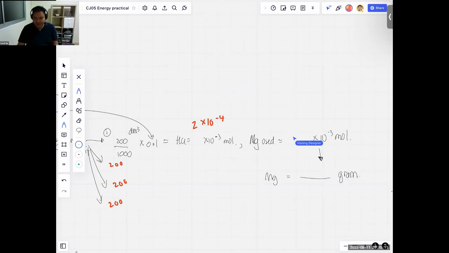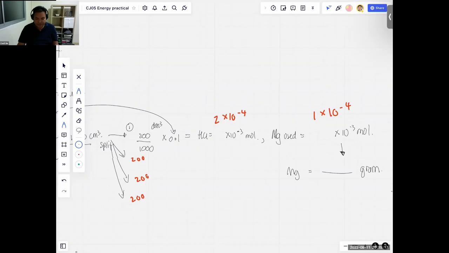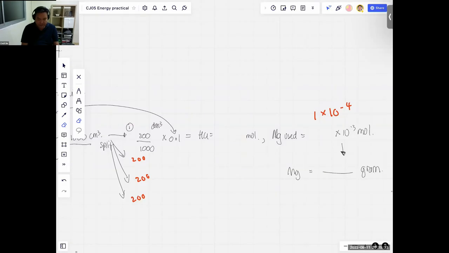2 times 10 power minus 4, yeah. Then 1 times 10 power minus 4. Really? 200 times 0.1 divided by 1000. No, no, no, 0.02 only. 200 divided by 1000 times 0.1. No, too many zeros. Divide by 2 is 0.01.